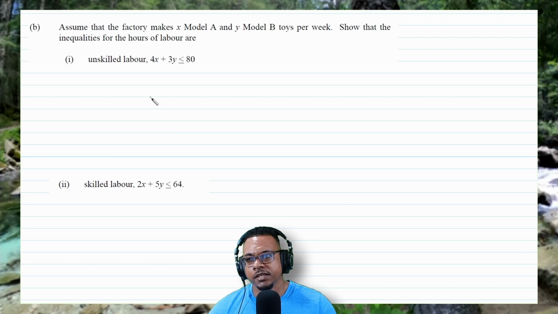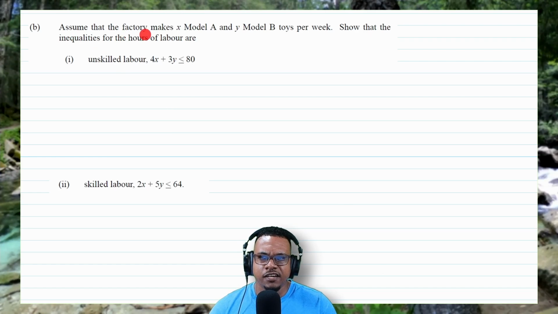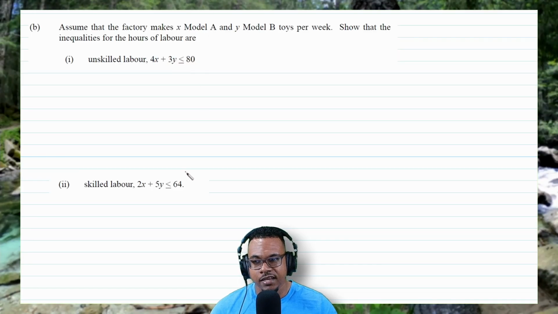So now let's look at part B. Assume that the factory makes X model A and Y model B toys per week. Show that the inequalities for the hours of labor are: for unskilled labor, we have 4x plus 3y is less than or equal to 80. And for skilled labor, we have 2x plus 5y is less than or equal to 64. Now notice these inequalities combine the number of model A toys, which is x, and the number of model B toys, which is y.